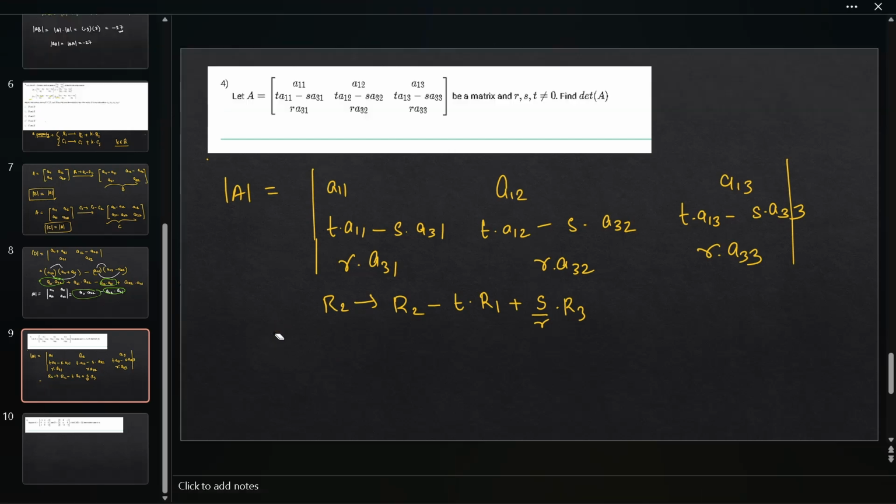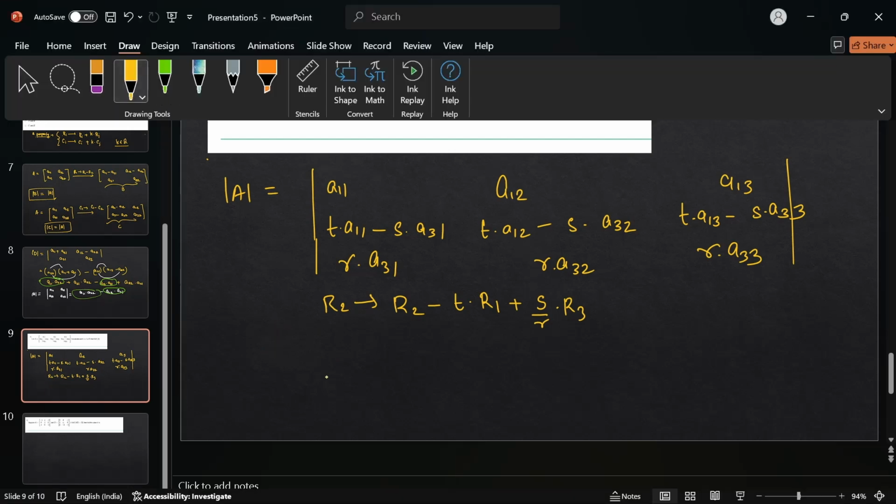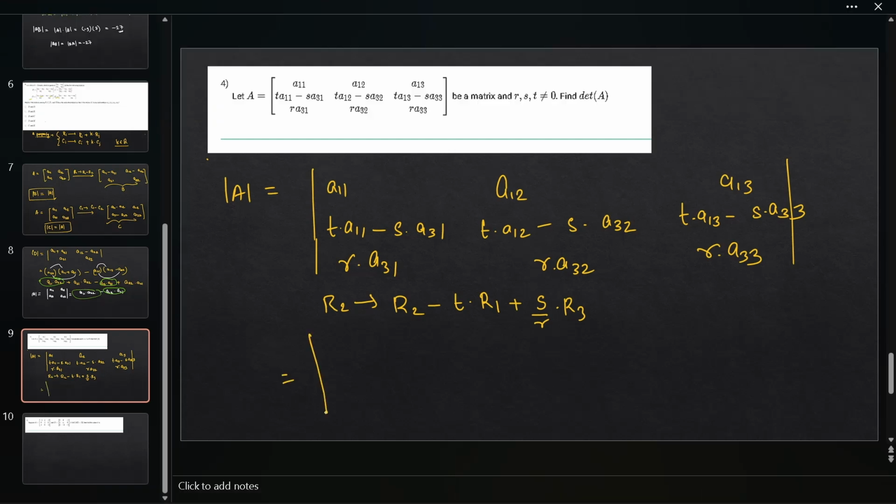So if we use this operation, the result would be, okay, first of all, row 1 and row 2 are going to remain the same because we have not done anything with them. Then A31, R times of A32 and R times of A33.